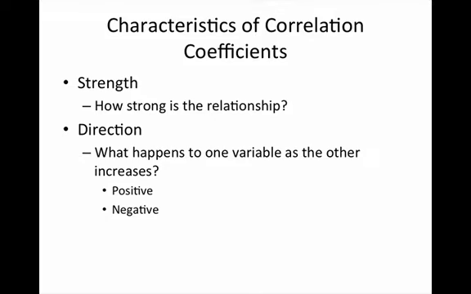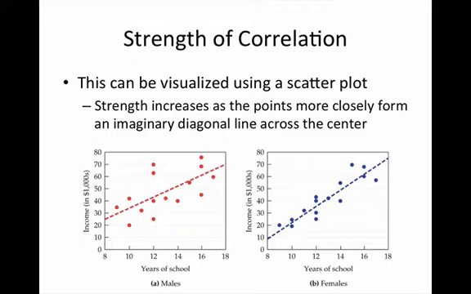If both variables increase at the same time, then it's a positive relationship. If one variable decreases as a result of the other increasing, it's a negative relationship. And so we can talk about strength of relationship and how it's visualized on a scatter plot. Strength increases as the points more closely form an imaginary diagonal line across the center. So in this case, we can see here this diagonal line.